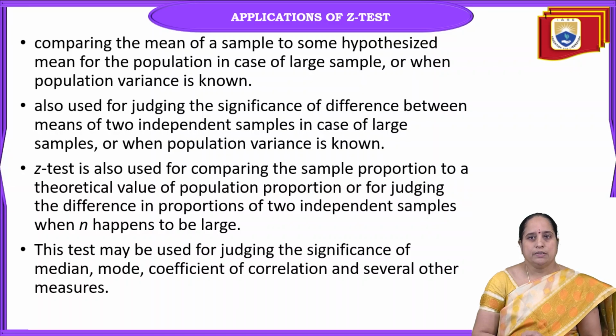It is used for comparing the sample proportion to a theoretical value of the population proportion, or for judging the difference in proportions of two independent samples when n happens to be large. This test may also be used for judging the significance of median, mode, coefficient of correlation, and several other measures.